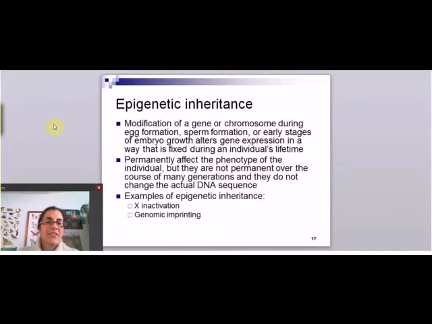Epigenetic inheritance literally means inheritance that is on top of the genes. What that's referring to is that it's a modification of a gene or chromosome, not a mutation. So that's the key. It's a modification, not a mutation. In other words, not a change in the nucleotides.